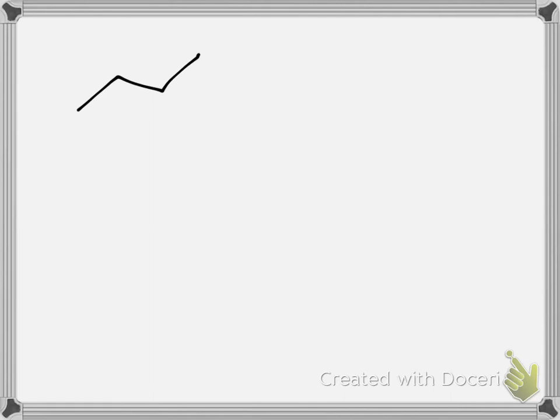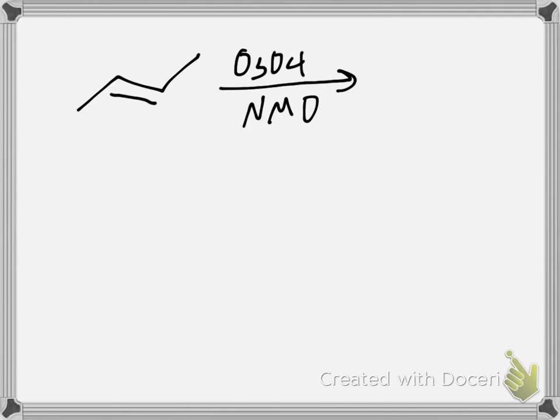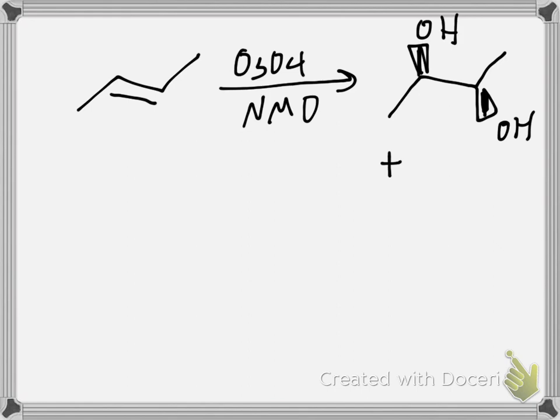So for instance, if I take my alkene, now I have E-2-butene and react with OsO4 and NMO, my OHs will add syn. And this is a chiral molecule, so there would be an enantiomer.